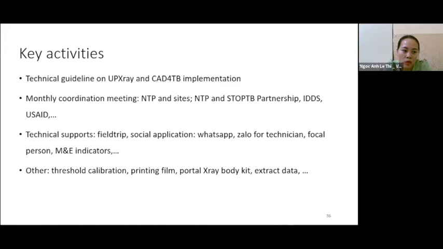During the project, we also decided to conduct monthly coordination meetings. There are 2 coordination meetings within a month. The first one is the coordination meeting between NTP and the Stop TB Partnership and other stakeholders that support the New TB project implementation. The second one is the routine meeting between NTP central level and the 10 provinces that receive the UPE system. We also provide some technical support through social apps like WhatsApp or Zalo.